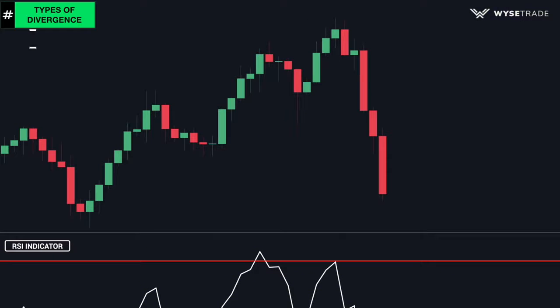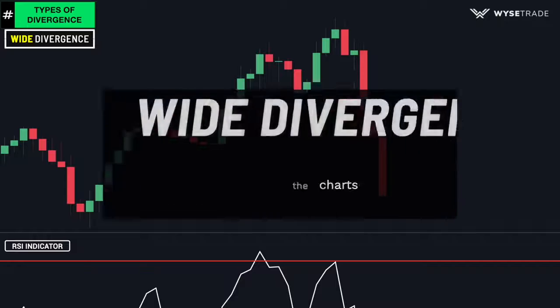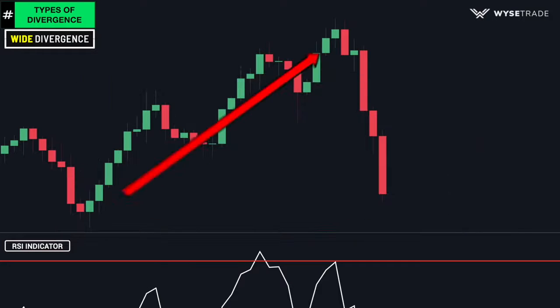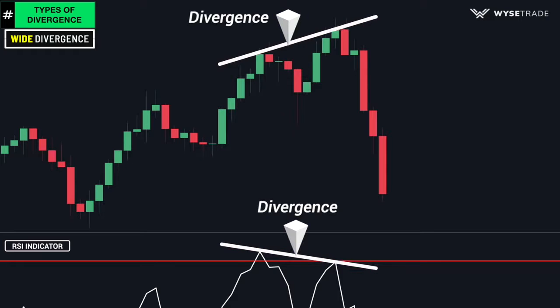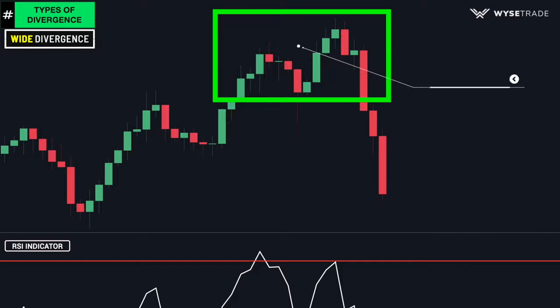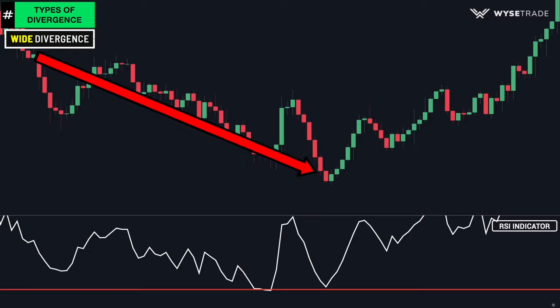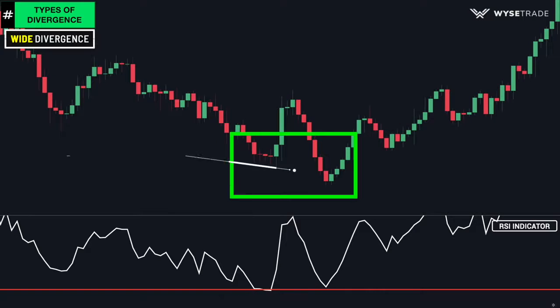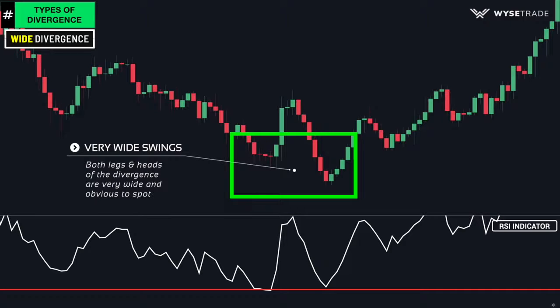So let's go through the first type, which is wide divergence. Wide divergence is exactly what the name states it is. It is divergence where its swings are very wide and very obvious to spot on the charts. Here is an uptrend. We had our divergence, which then triggered a reversal. Notice how wide these swings are, hence the name wide divergence. Same thing in a downtrend. We had our divergence, which then triggered a reversal. And again, notice the clear, wide swings and wide divergence.